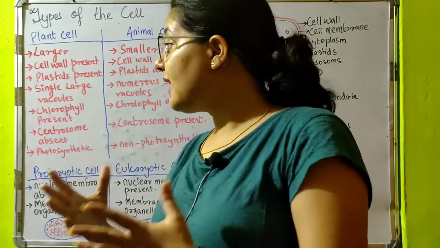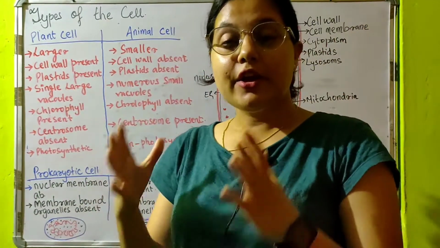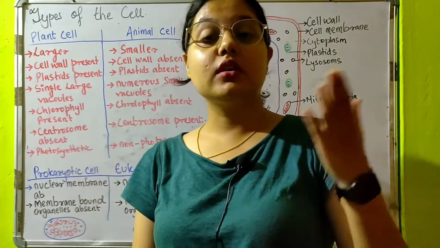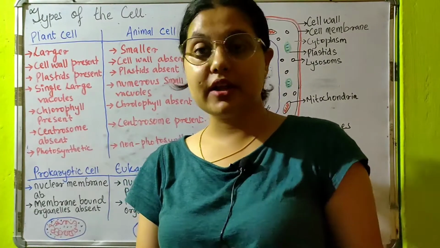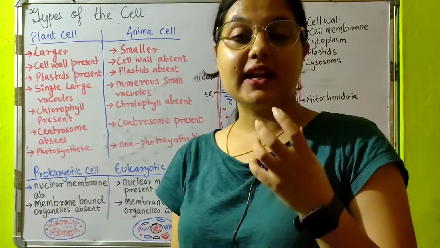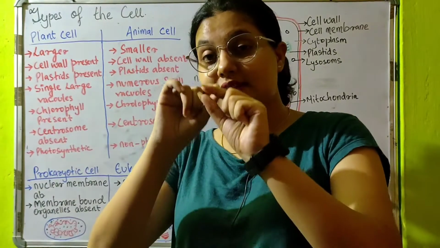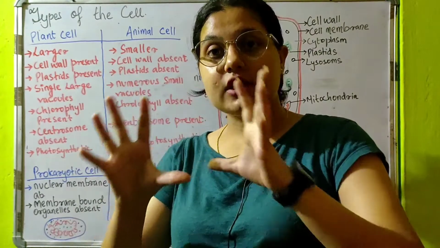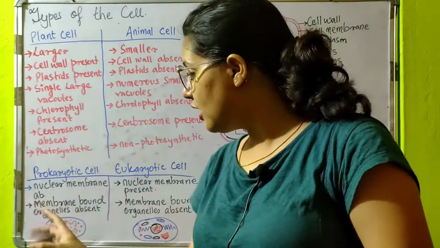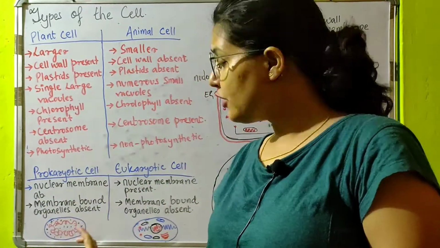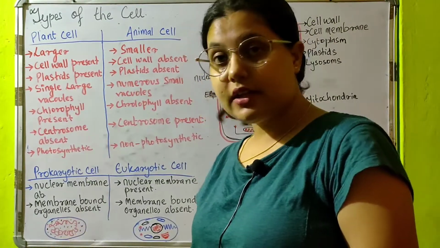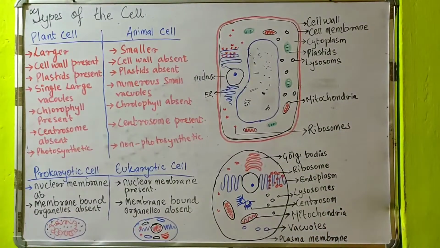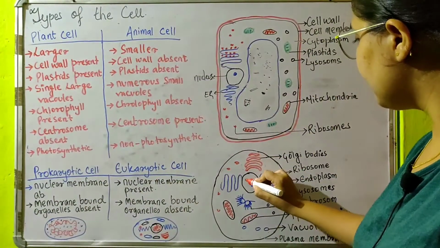See, cells are of different types. The first difference is the prokaryotic and eukaryotic cell. We learned this in the nuclear part, right? When we studied the nucleus, we studied that when the cell does not have a nuclear membrane, the genetic material present inside the cell will be scattered all around the cell. You see here, the genetic material is scattered all around. I didn't make genetic material out here, let me make it for your convenience.